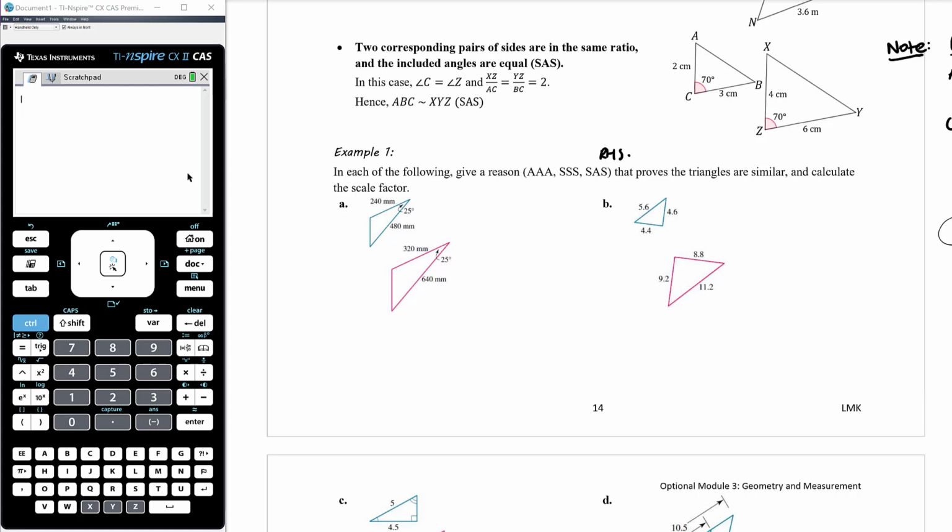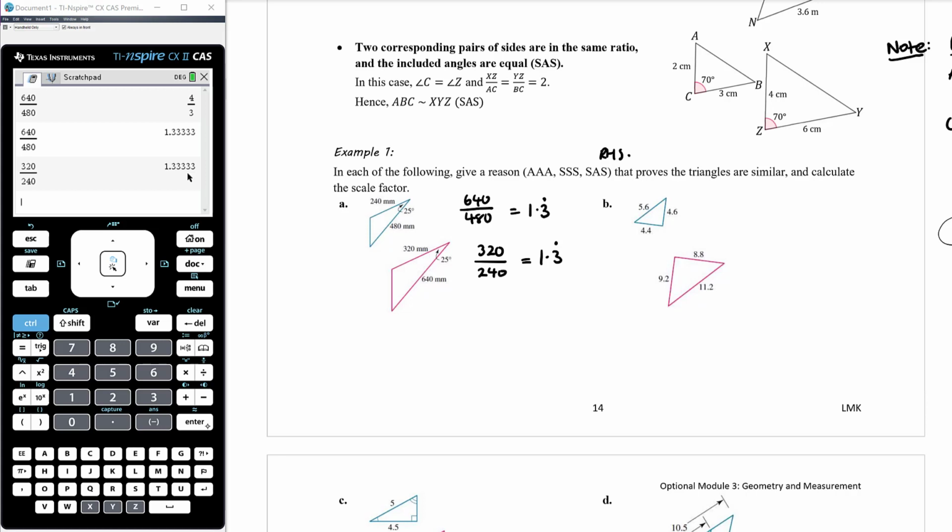Okay, so we know that 640 divided by 480, so their corresponding lengths. 640 divided by 480 is 4/3, or control enter is 1.3 recurring. And if I check the other pair, 320 divided by 240, control enter is also 1.3 recurring. So those sides are in the same ratio, okay? And the angle in between them is the same, and so therefore we know that it's side angle side.